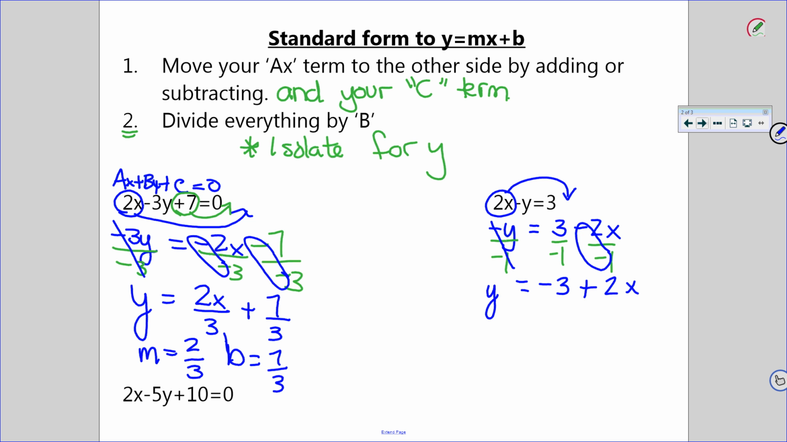Now, it's not written in y equals mx plus b. I mean, it is, but it's not how we normally see it. We normally see the 2x first and then followed by the negative 3, but that doesn't matter. It still means the same thing. I can still identify my slope here is 2 because that's the number attached to x. My y-intercept, which is my b, is the other number, that negative 3. So I have my m and I have my b.